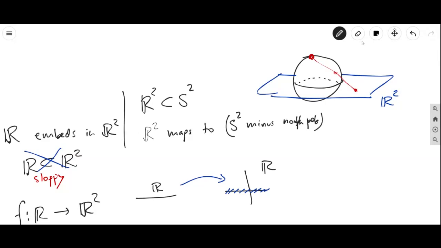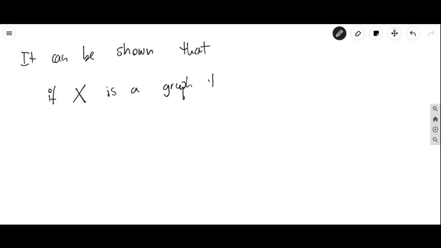Okay, so this is an example of embedding. And the question we're going to ask is this. Well, first I want to just state this fact. It can be shown that if X is a graph, then it can be embedded in R3. You can always embed a graph in R3.